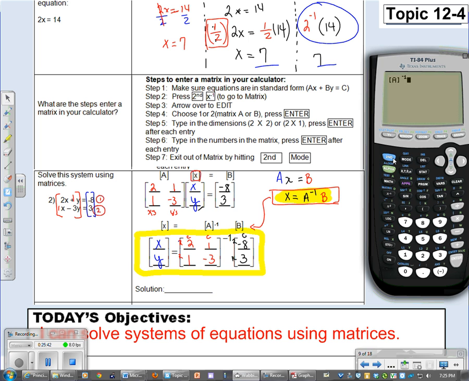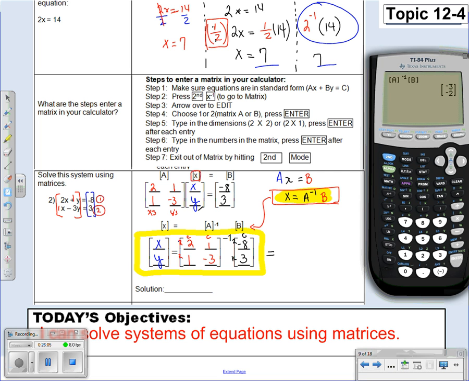And now I want matrix B. So again, I have to hit second and then x to the -1, and now I'm going to choose 2 to get my matrix B. We now have an A to the -1 times B, which is very similar to what I said. In order to get our unknowns, we have to write in that form. Now we press enter, and you will now see one matrix comes up, and it is -3, -2. There's no line with it.